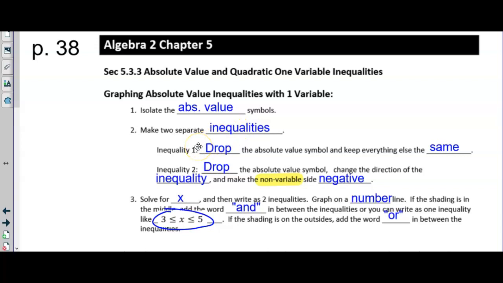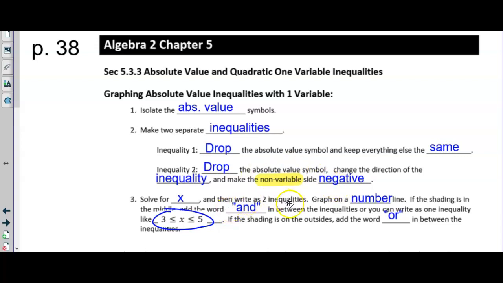The first one comes from just dropping the absolute value symbol off and keeping everything the same. The second one, you're going to drop the absolute value symbol again, but you're going to change the direction of the inequality and make the non-variable side negative. So we'll have to switch a couple of things when we solve it the second time.